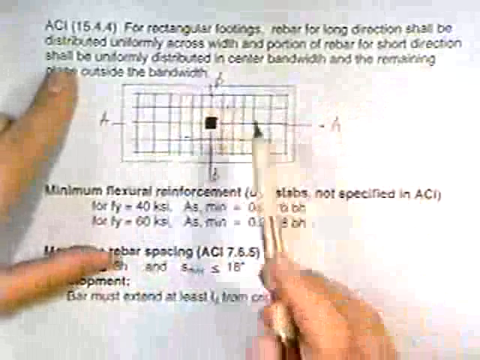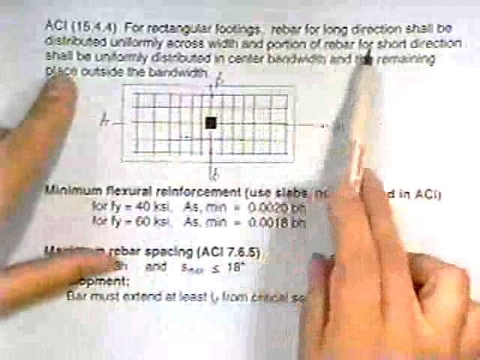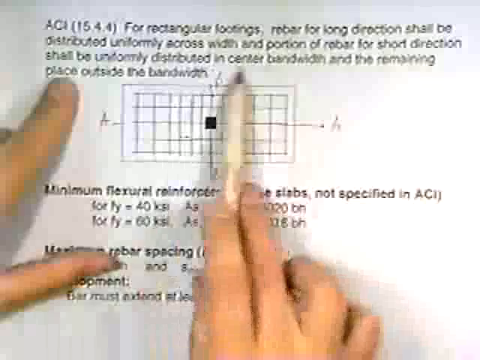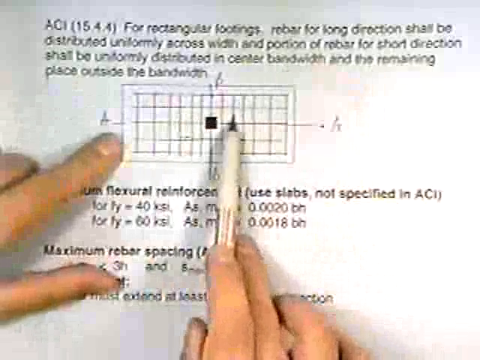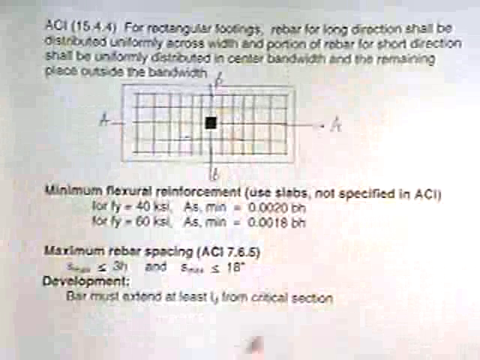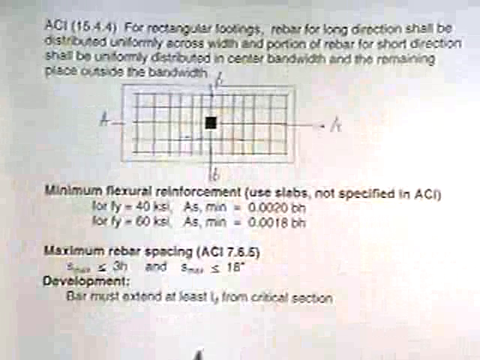Uniform. Right. And then a portion of the rebar for the short direction is uniformly distributed in the center, and the rest goes to the end. So these guys here are sort of closer together, and then at the end they sort of separate.